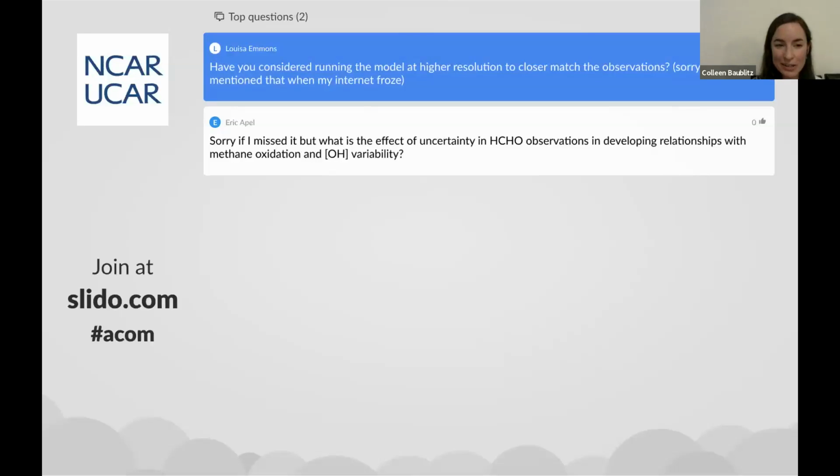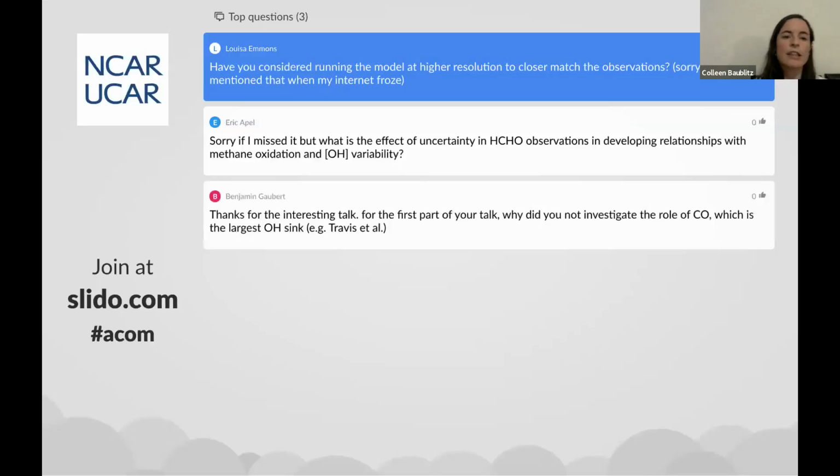Okay. So Louisa has another question. That's also very nice. Have you considered running the model at higher resolution to more closely match the observations? That would be really nice. I don't currently have the capacity to do that with at least the version of the model that we're using. But something that we are going to try is to resample the observations so that they might better bridge the differences in temporal scales between the 10-second observations and the hourly model results. Previously I was looking at 2-minute resampling, and that seemed to be fine in terms of still capturing the differences in variability.